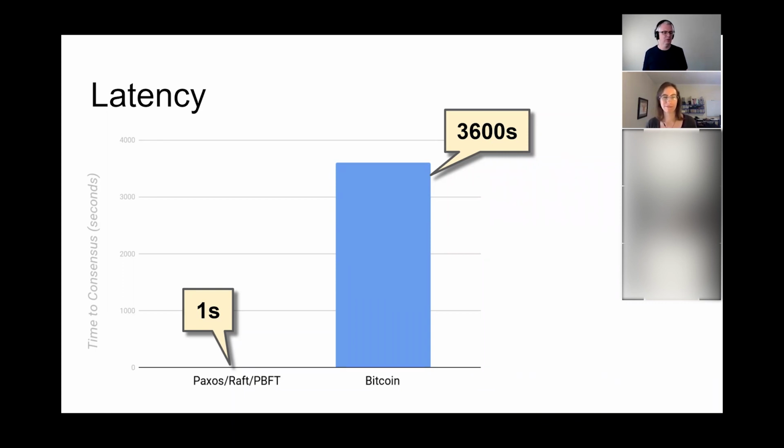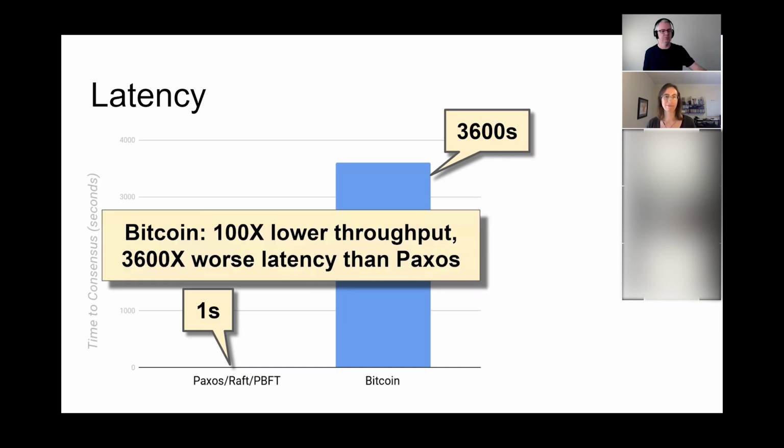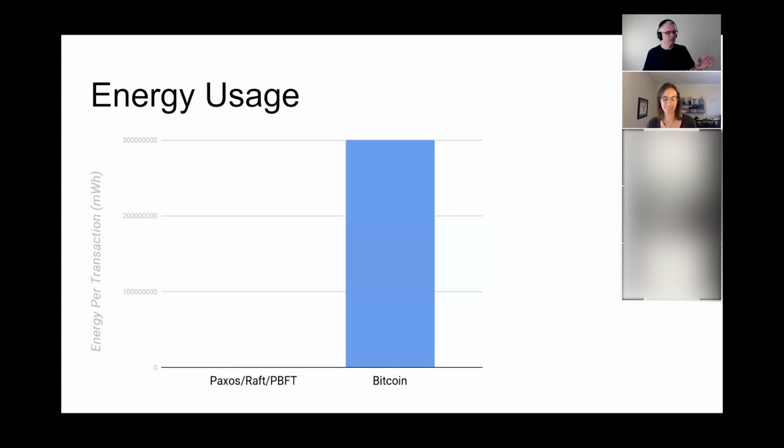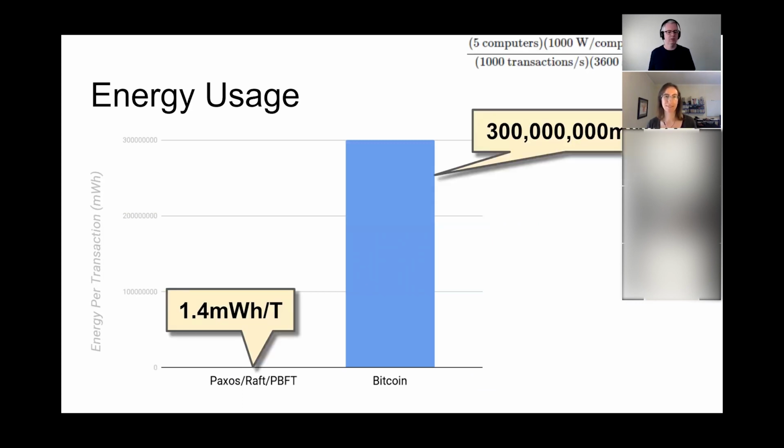Okay, well, let's look at a different metric, because this makes Bitcoin look bad, so let's ignore that. Okay, so energy usage. For Paxos, Raft, PBFT, I did some back-of-the-envelope computation and it takes about 1.4 milliwatt hours to do a transaction, so that's kind of wasting energy. Oh my God, Bitcoin, what have you done? Bitcoin uses a huge amount of energy per transaction by comparison.